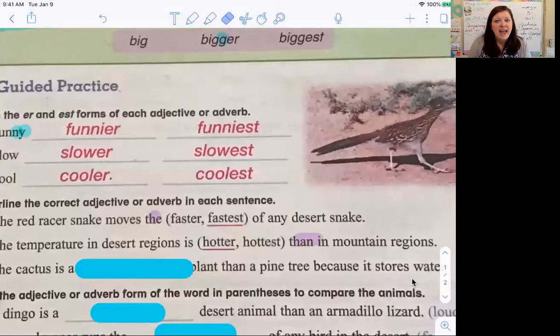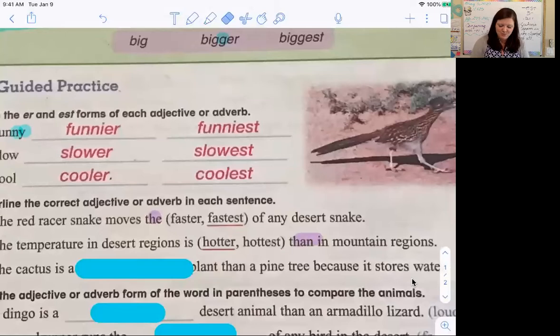But notice what they had to do to the T. What did they do to that? They doubled the T. Why did they have to double the T? Because this was a short word that ended with a short vowel sound and 1 consonant. Double the final consonant before adding ER or EST.